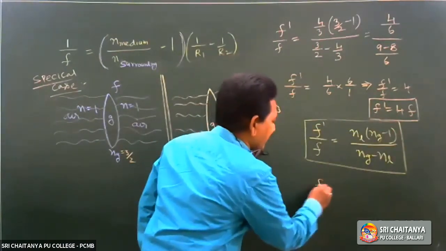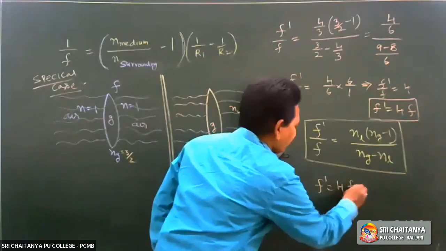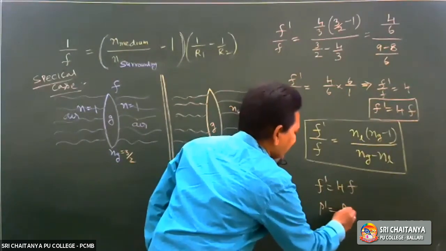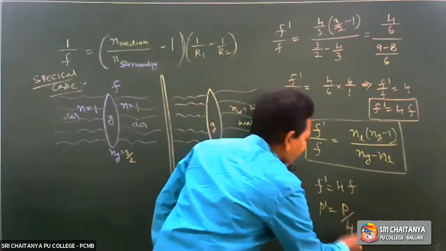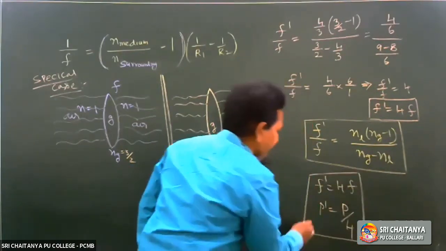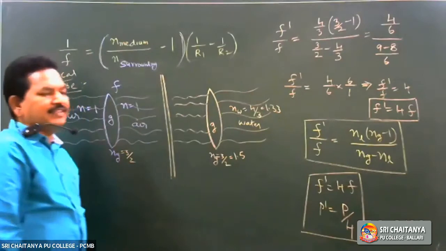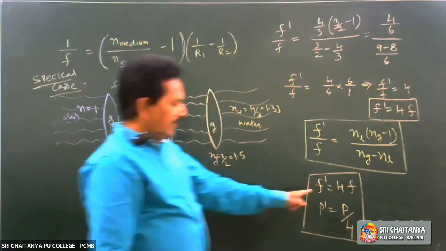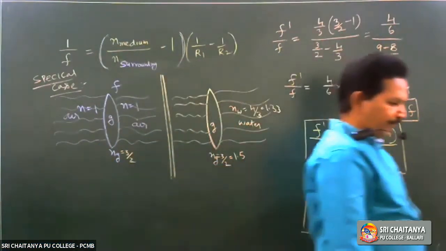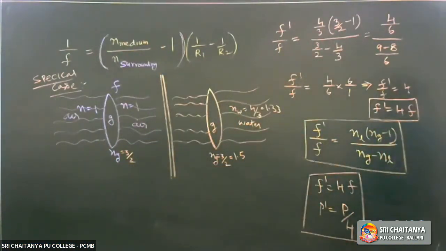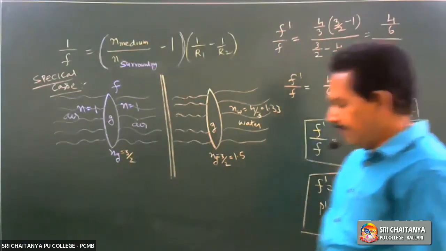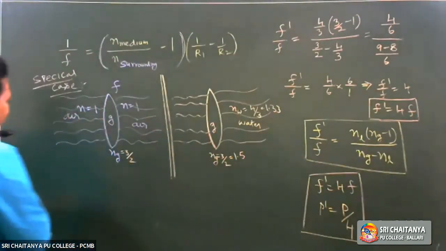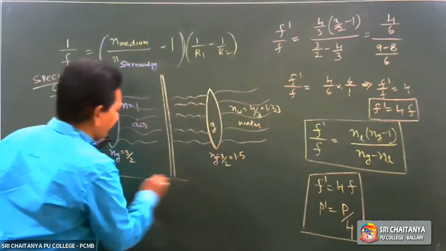If the focal length increases by 4 times, what happens to power? Power decreases by 4 times, because the reciprocal of focal length is nothing but power. So F dash is equal to 4F, and P dash is equal to P by 4. Here itself problems, no need to go anywhere.